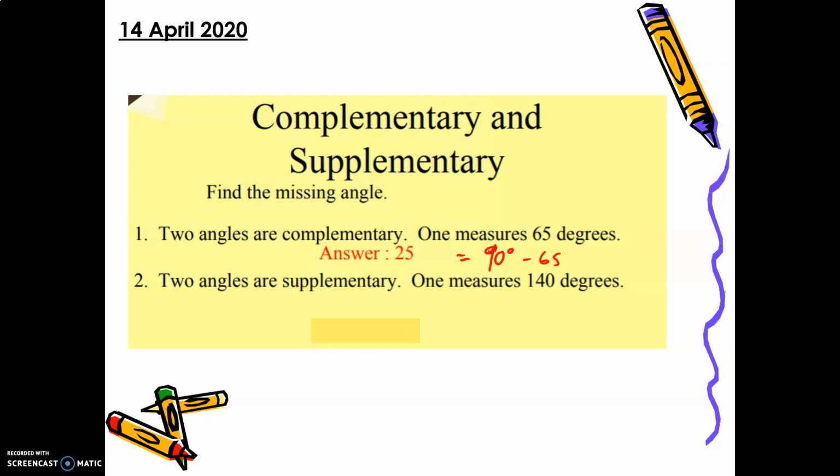Same thing again, we know two angles are supplementary. One measures 140, so we know that it's 180 degrees, take away 140 degrees, which leaves 40 degrees in total.